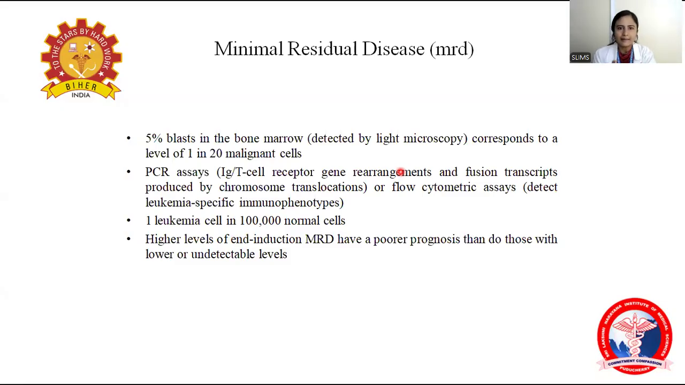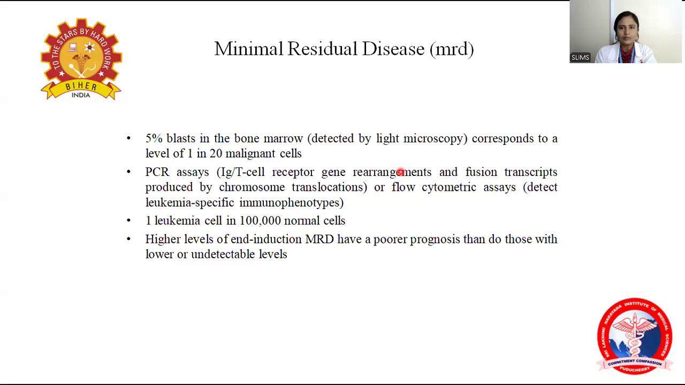If there is 5% blast in the bone marrow, then it corresponds to the level of 1 in 20 malignant cells. So what we do now is check with PCR assays or flow cytometric assays. If there is a higher level of end induction minimal residual disease, then we label them as having a poorer prognosis, compared to those with lower or undetectable levels.